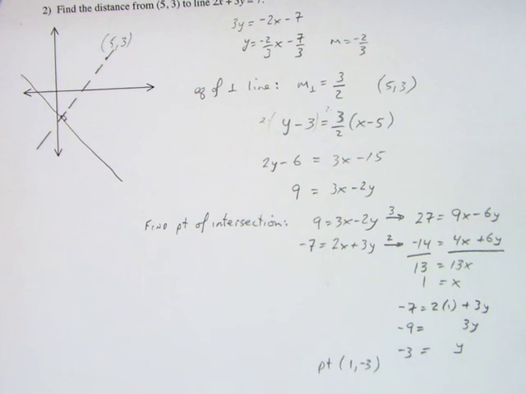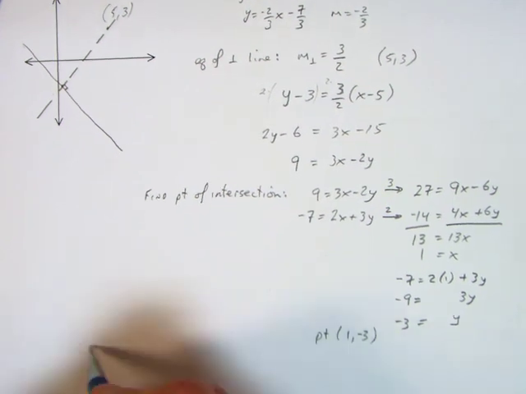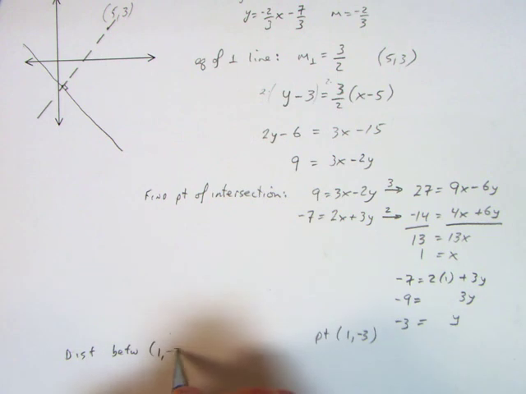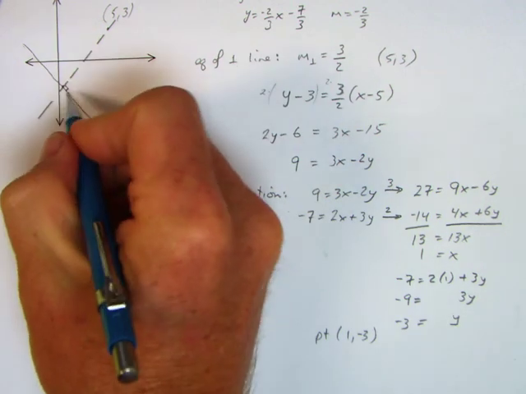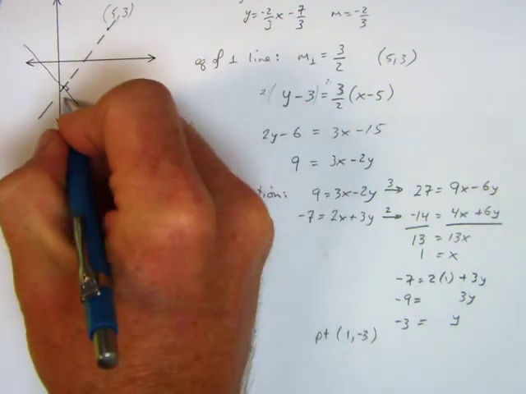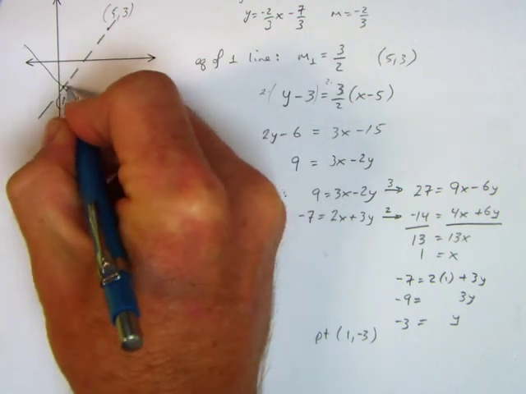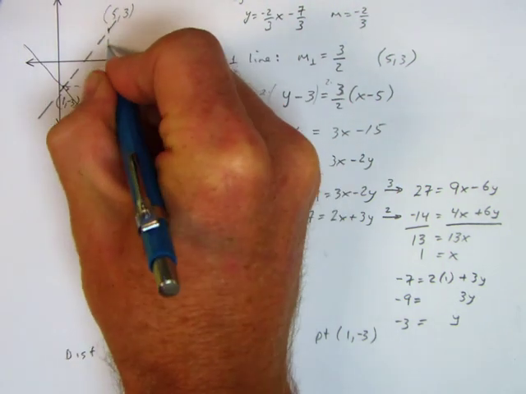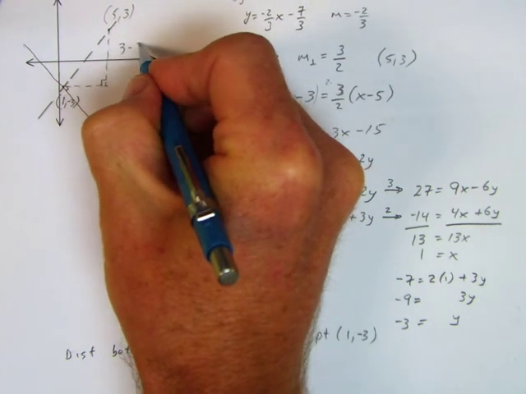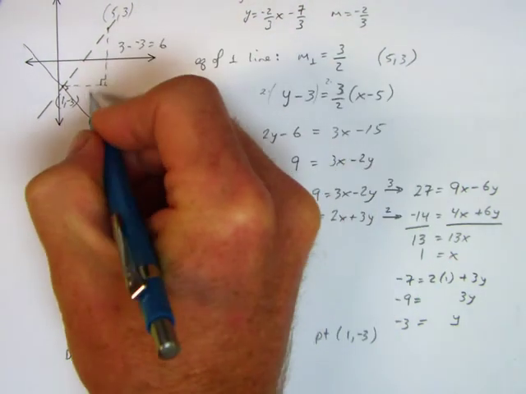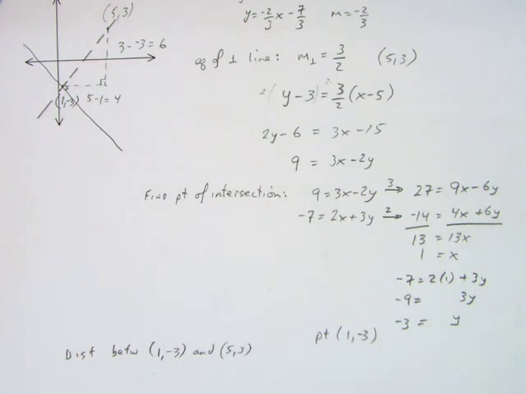which is (1, -3). And the next step is to find that distance. So the distance between (1, -3) and (5, 3). We can go back to our graph here and call this (1, -3). So we need to find the horizontal and the vertical change. This will be 3 minus -3, which will give us 6, and 5 minus 1, which will give us 4.